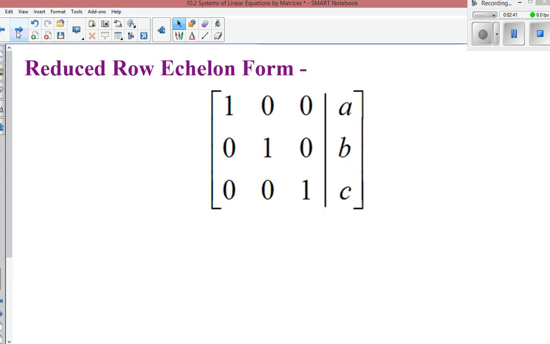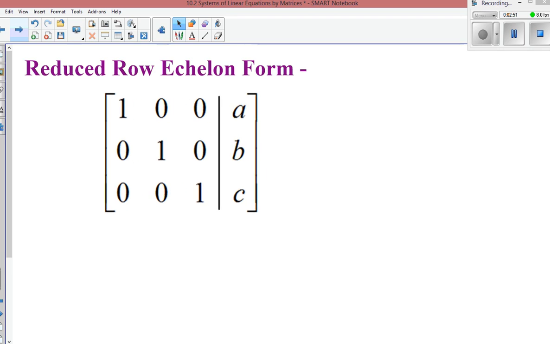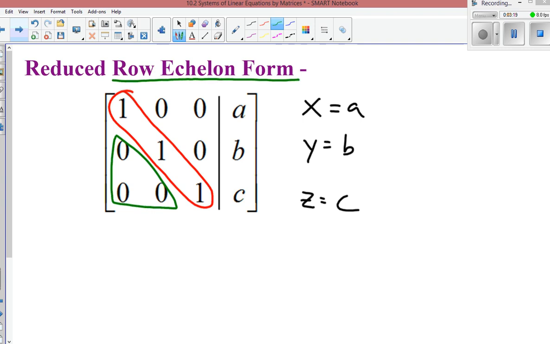Our goal is to get into the reduced row echelon form. If we eliminate things and get our augmented matrix into this form, you can see that if I put it into a system, this is my solution: x is equal to A, y is equal to B, and z is equal to C, because all these other entries are zeros. In reduced row echelon form, I'm always looking for ones on the diagonal, and everything under the 1 being 0. That is just row echelon form, but in this class we're always going to try to get reduced row echelon form, which means that the entries above the ones are also zeros.